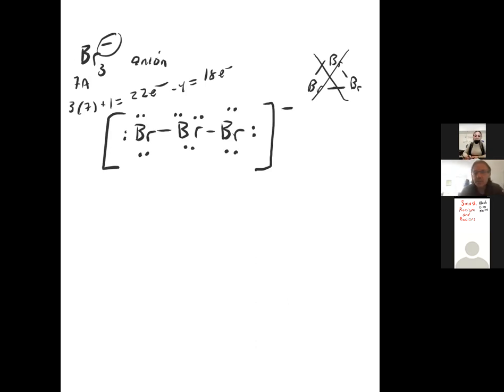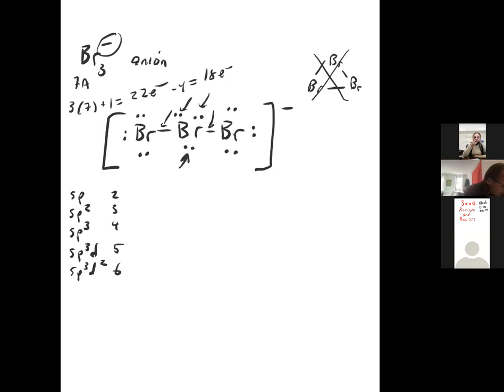You count up the number of electron domains. So remember, here's our name: sp, sp2, sp3, sp3d1, sp3d2. The number of electron domains: 2, 3, 4, 5, 6. Okay, so we've got a single bond here, a single bond there, so that's 2, 3 lone pairs, so that's 5. There you go. So that means that bromine in the center is actually sp3d, which is 5, right?